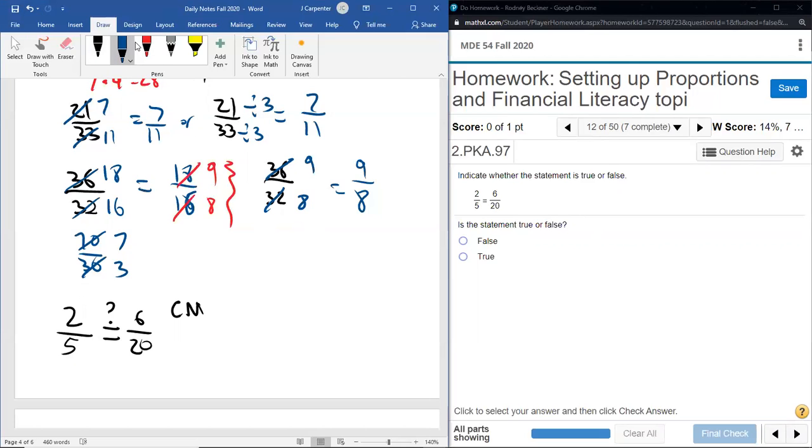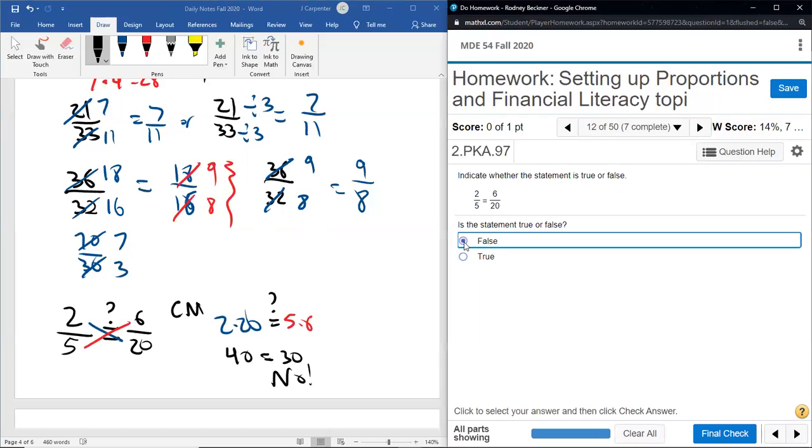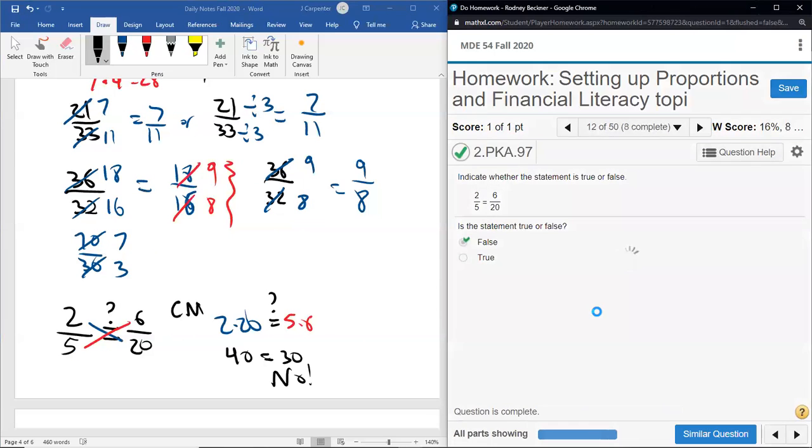So when we cross-multiply, we take the 2 times the 20, and then we'll take the 5 times the 6, and we're saying, are these equal to each other? It's good to write the question mark, but I'm not going to discount you if you don't. 2 times 20 is 40. 5 times 6 is 30. That is a big fat no. That's false. Those are not the same. If you reduce the right-hand side, 2 will go into both of those. You'll end up with 3/10. 3/10 is not 2/5, so that also says false.